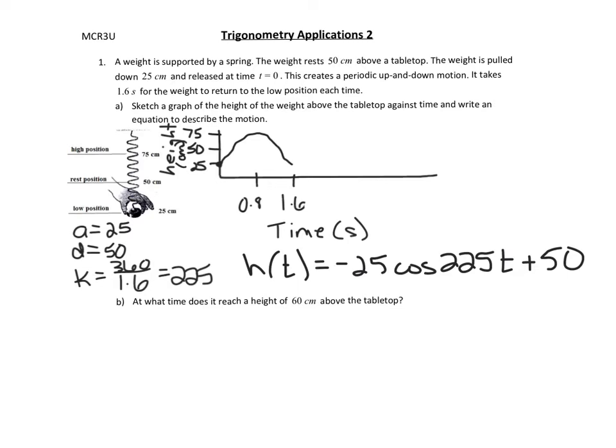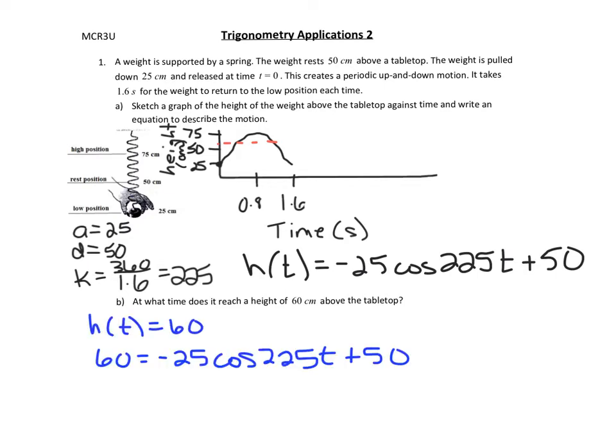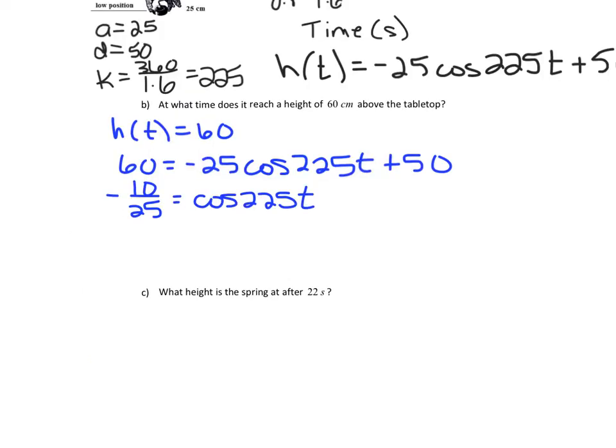At what time does it reach a height of 60 centimeters above the table? So that means that our height is 60, and we're going to solve for t. Just by putting a horizontal line at the height of 60, you can see that it's going to hit the height of 60 twice in a single cycle. So we will rearrange the formula for cosine of (5π/4)t. Here is where you need to figure out what the cosine of (5π/4)t is, not just t. So if it makes more sense to you to replace (5π/4)t with theta at this stage, please do so.